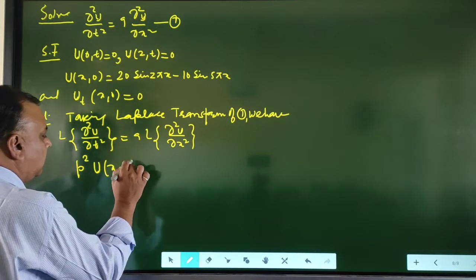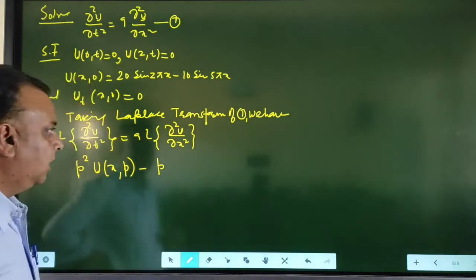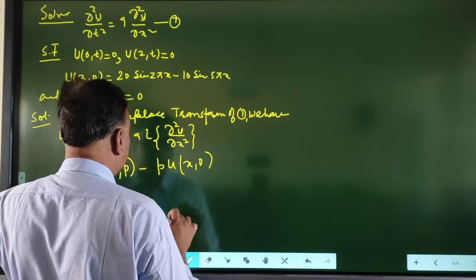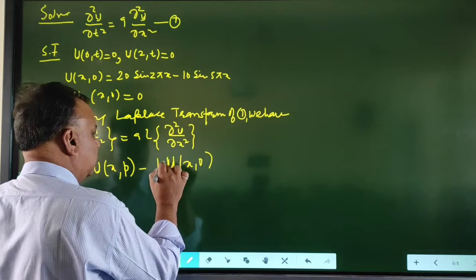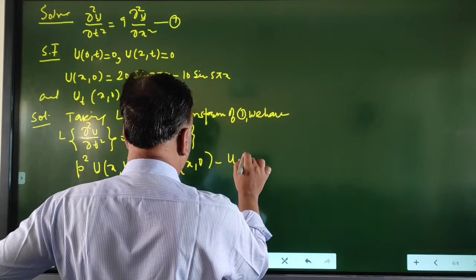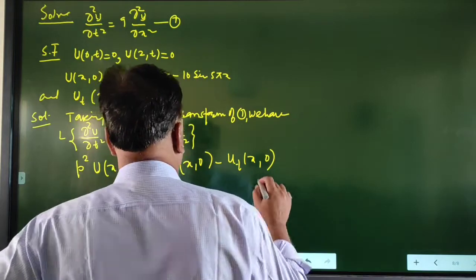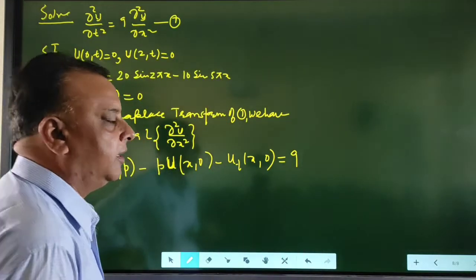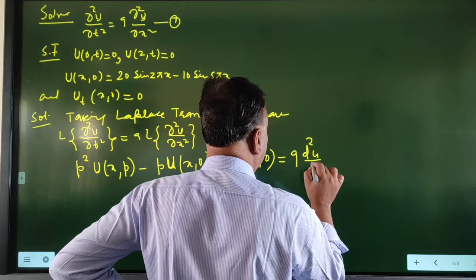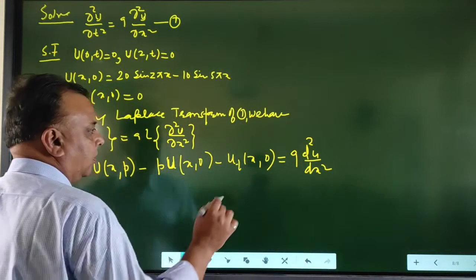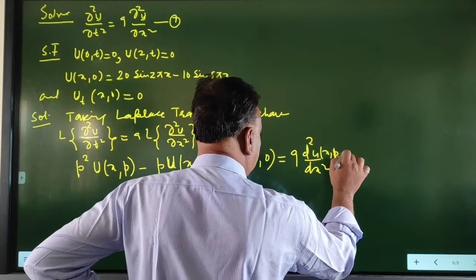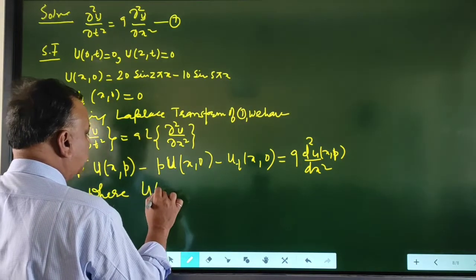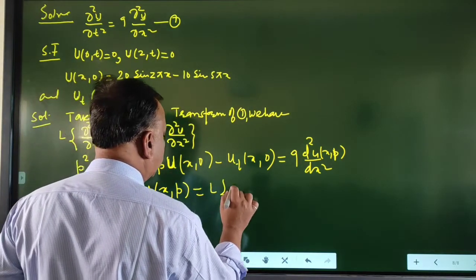p square u(x,p) minus p u(x,0) minus u_t(x,0). This is equal to 9 times the Laplace transformation of del 2u upon del x square, which is d2u upon dx square, where u(x,p) is the Laplace transformation of u(x,t) with respect to t.